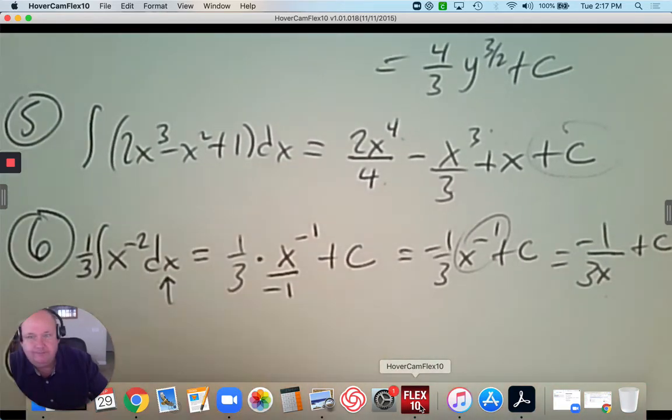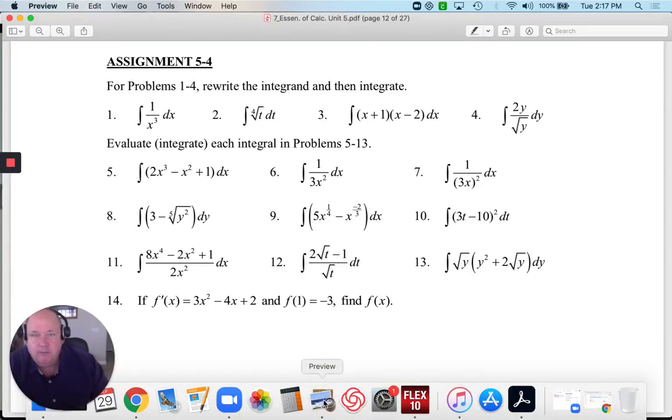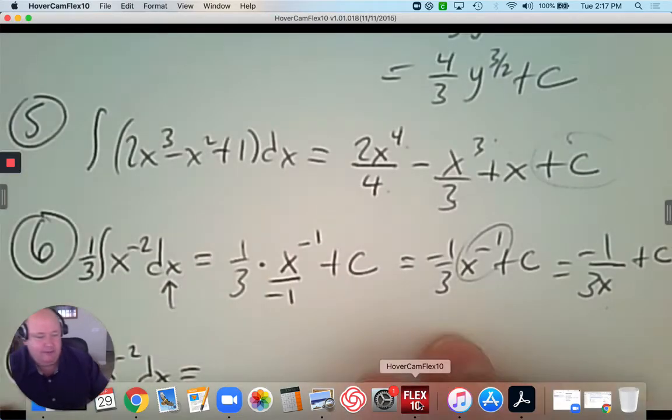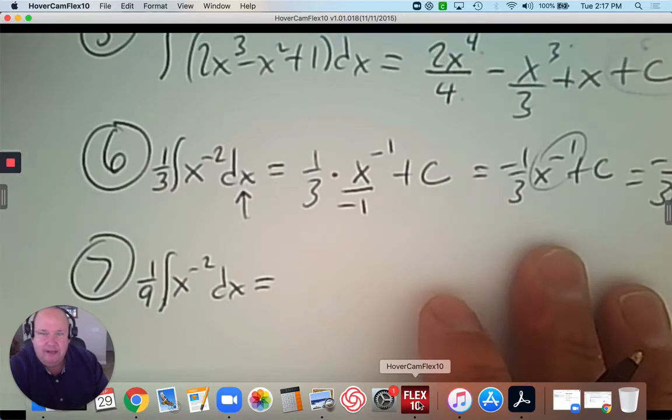Number 7. So again, I'm going to write this. 3x squared is 9x squared. So I'm going to have 1/9. And then x to the negative 2. So that's the first thing I do. 1/9 x to the negative 2.